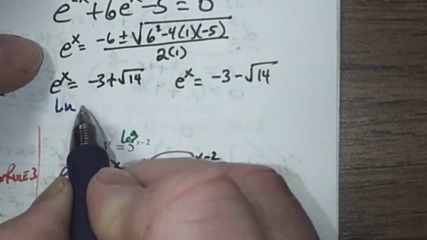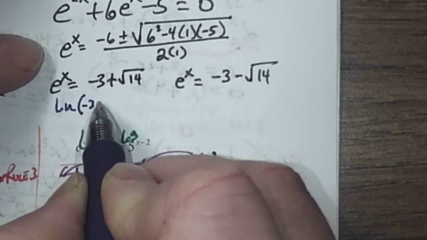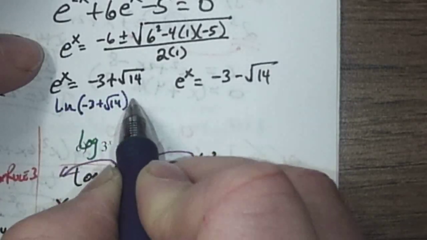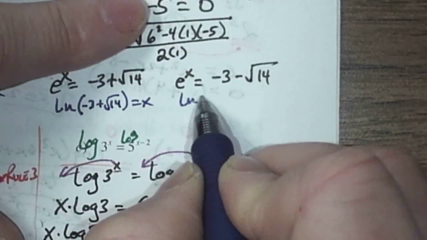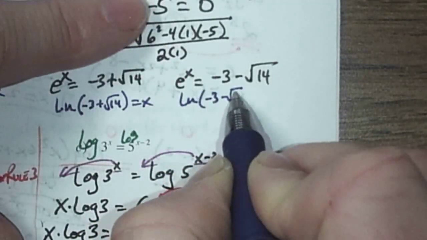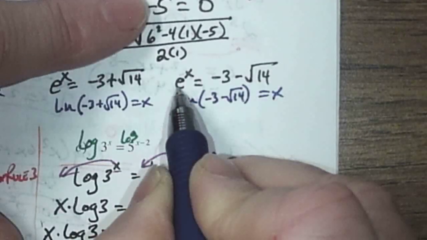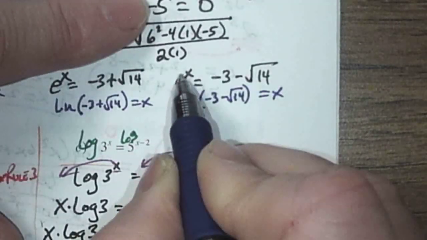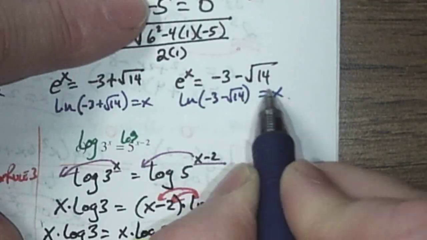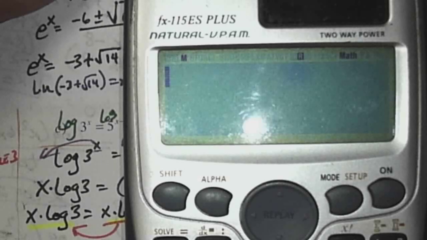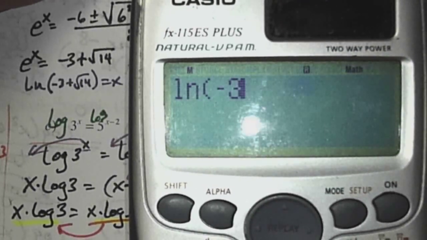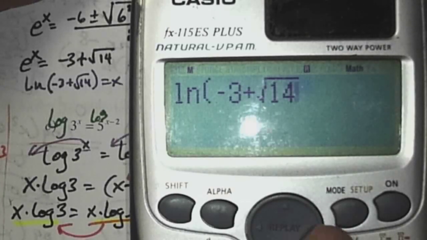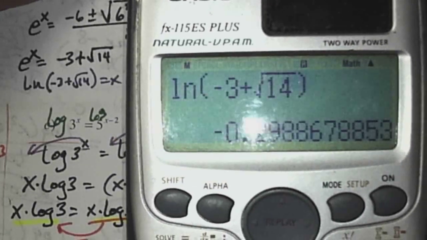Let's go blue. Base is e, so ln of (negative 3 plus square root 14) equals x. This one would be ln of (negative 3 minus square root 14) equals x. Remember, the base is e, so that's where you get the ln, and the x is the power, so that goes on the equal part. I'm getting the best answer here possible because I did not round anything. ln of negative 3 plus square root 14.